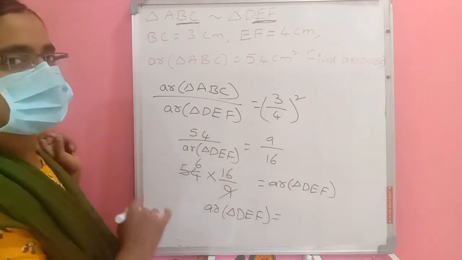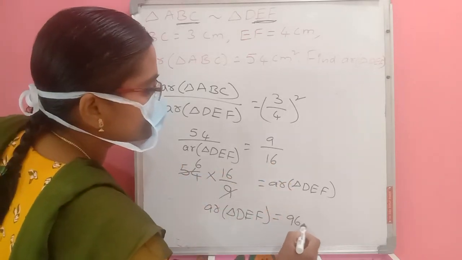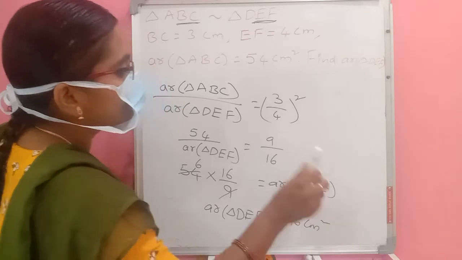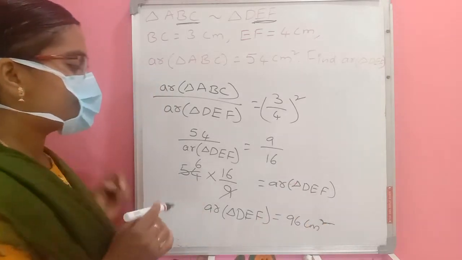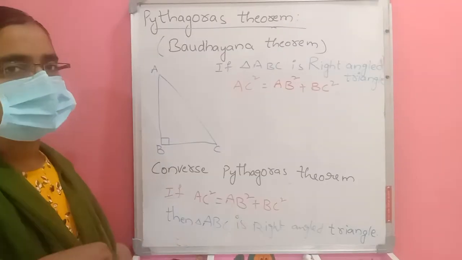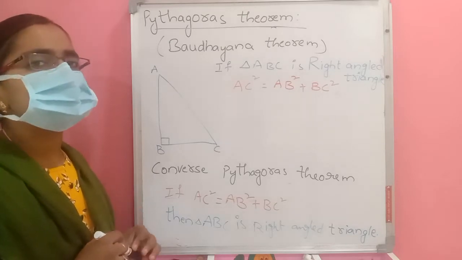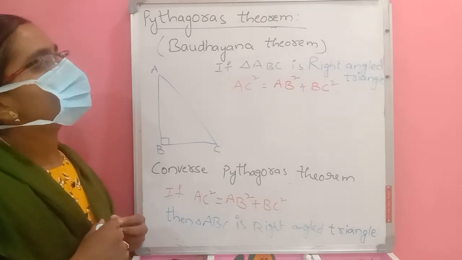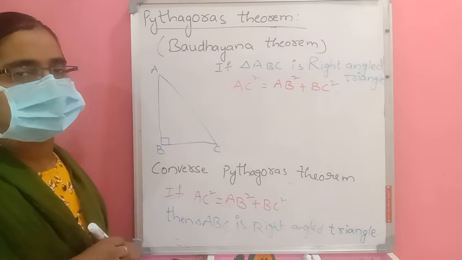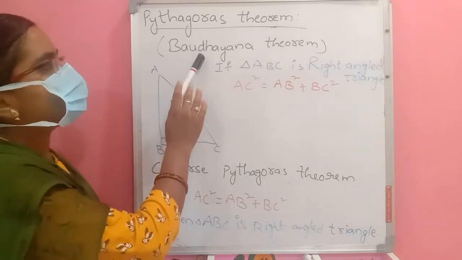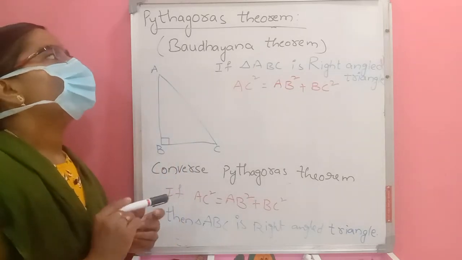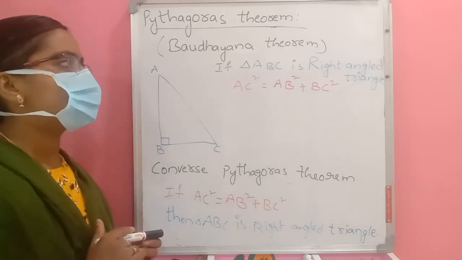So 16 times 6 is 96 centimeter square. So this is the area of triangle DEF. Next we have Pythagoras theorem. Pythagoras theorem or Baudhayana theorem, both are same. Baudhayana was an Indian scientist. So Pythagoras theorem and Baudhayana theorem both are same.